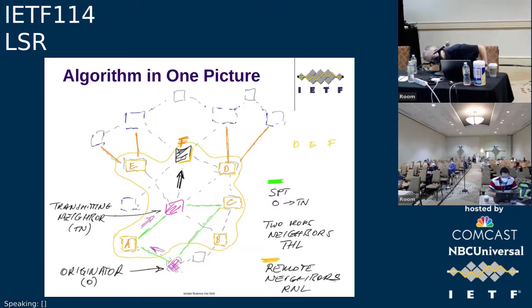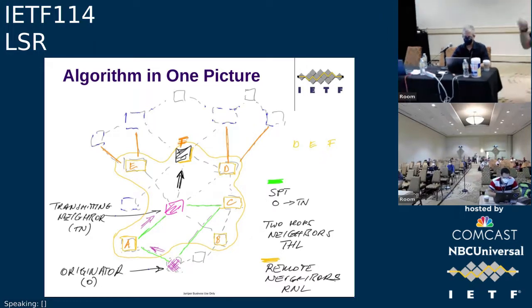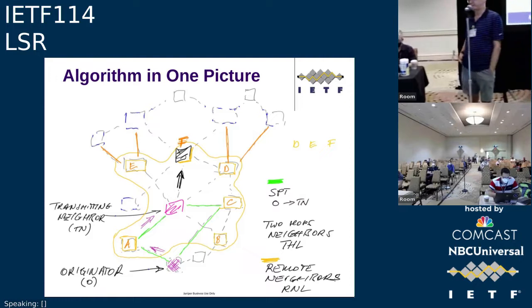So the algorithm in one ugly picture. Bunch of colors, I hope you can follow me. At the very bottom is the originator of the LSP, right? Somebody originates it, and obviously, the first hop, you have to flood it to everyone. There's nothing to be done. And then in the middle, if you read it on the left, a transmitting neighbor. This is the node that sends you the LSP, right? And the black guy, the F, is the receiver. So I'm at F, but it's very important that the transmitting neighbor is important here, right?